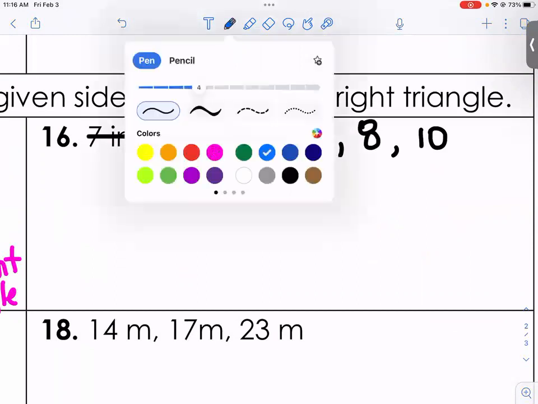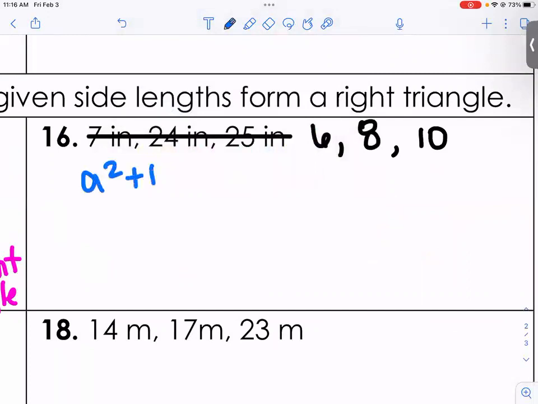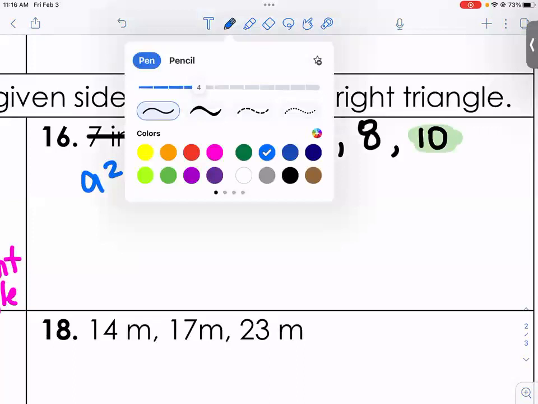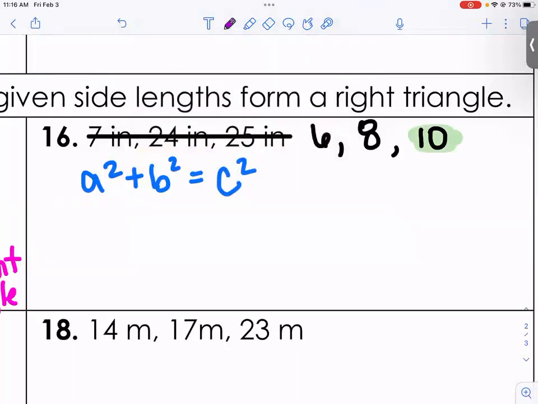All right. So let's remember that our Pythagorean theorem is a squared plus b squared equals c squared. Bronson, which one would be our hypotenuse? 10. 10 is the biggest, so it's going to be our hypotenuse. So we need to see, is 6 squared plus 8 squared equal to 10 squared? Just everybody take a deep breath. Some of us, our minds are thinking a little faster than others. We're a team. We build each other up.